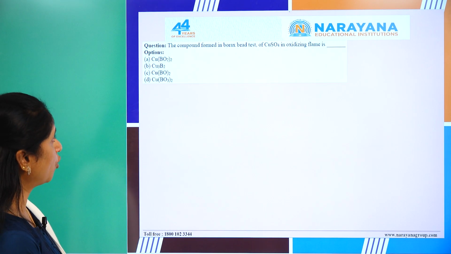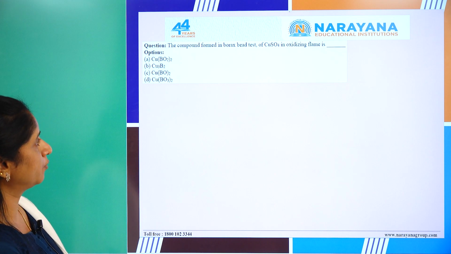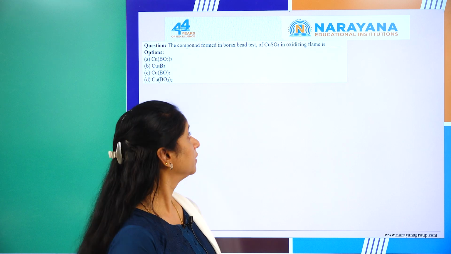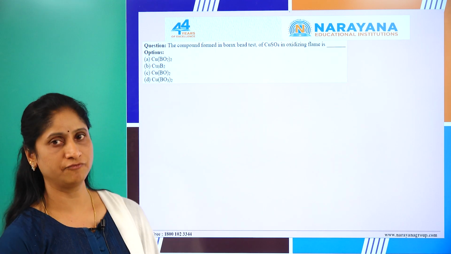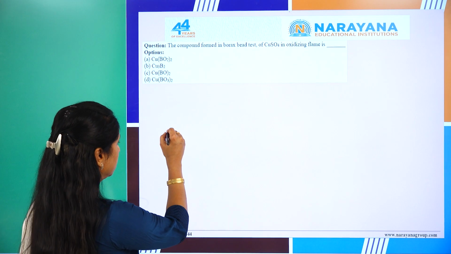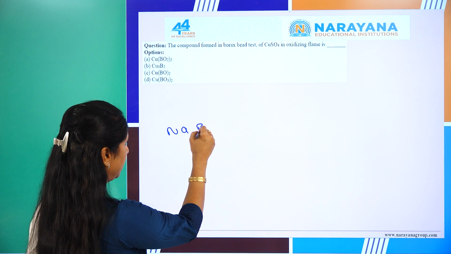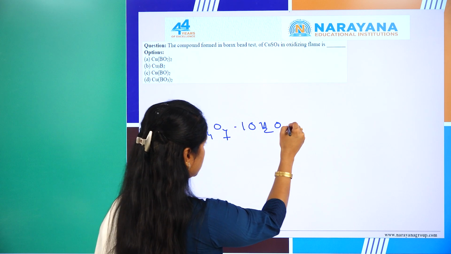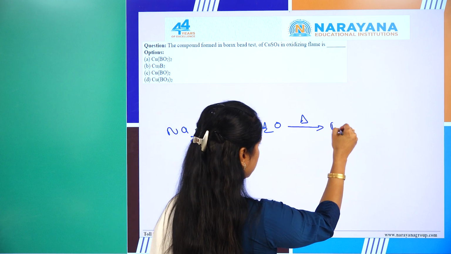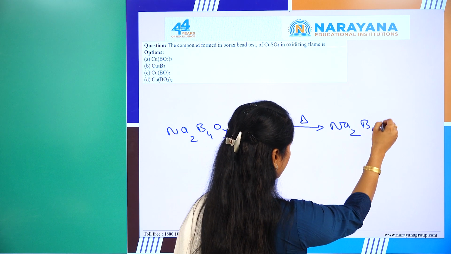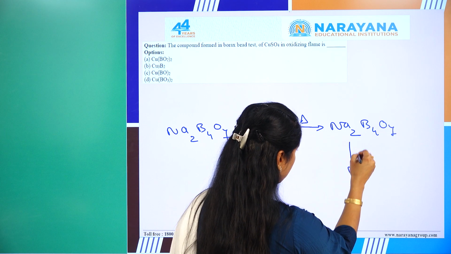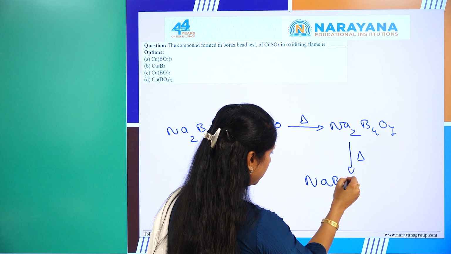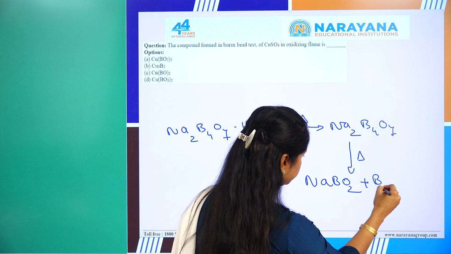This is from the boron family, the 13th group: the compound formed in the borax bead test. That's a direct question from the 13th group. Test of copper sulfate in oxidizing flame. When borax, Na2B4O7·10H2O, sodium tetraborate, is heated, first it loses all the water molecules of crystallization and you get sodium tetraborate. When it is further heated strongly, you get a mixture of sodium metaborate and boric anhydride.